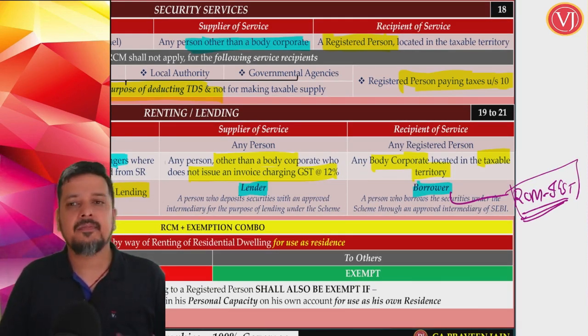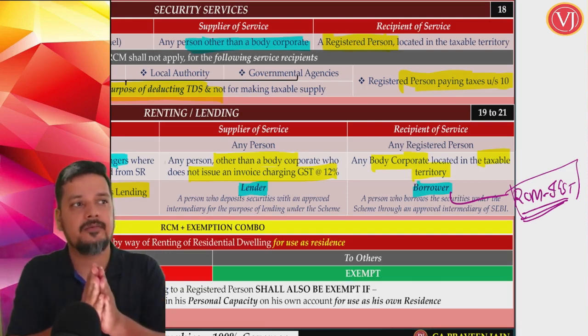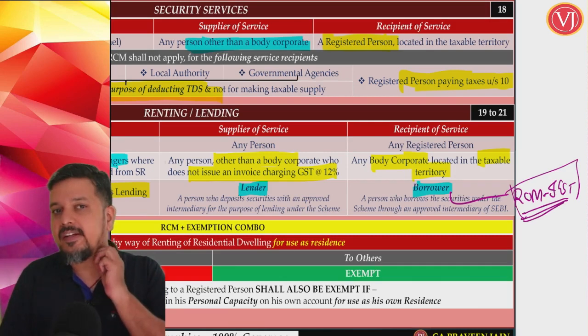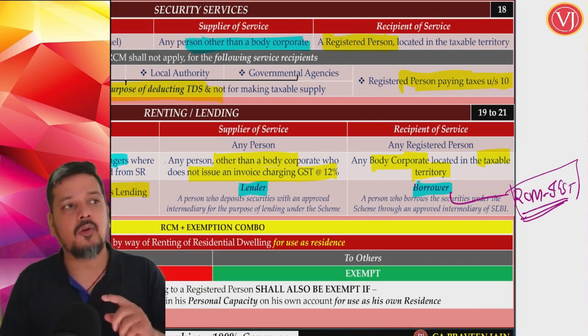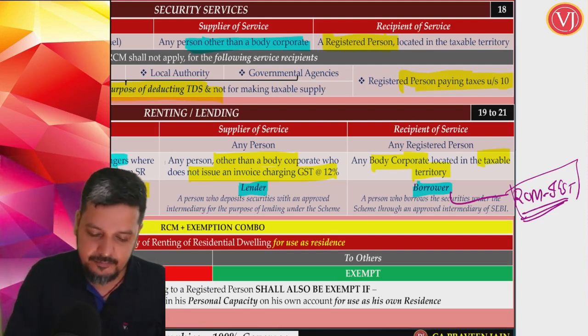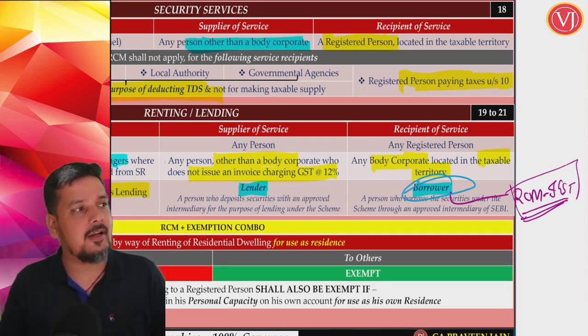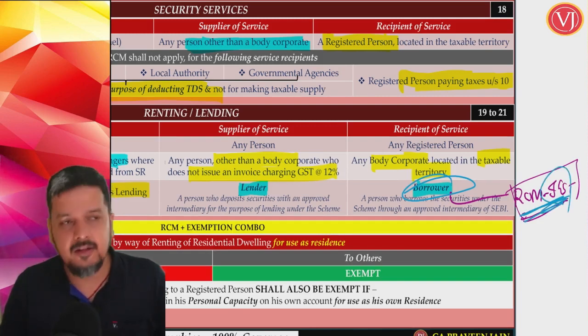IGST. Why? The supplier and recipient, lender and borrower, will never know each other. For finding out CGST, SGST or IGST, you should know the location of the supplier and the place of supply. Who will pay GST here? The borrower. Does the borrower know the lender? No. When the supplier is not known, can you find out the location of the supplier? No. It will always be under IGST.